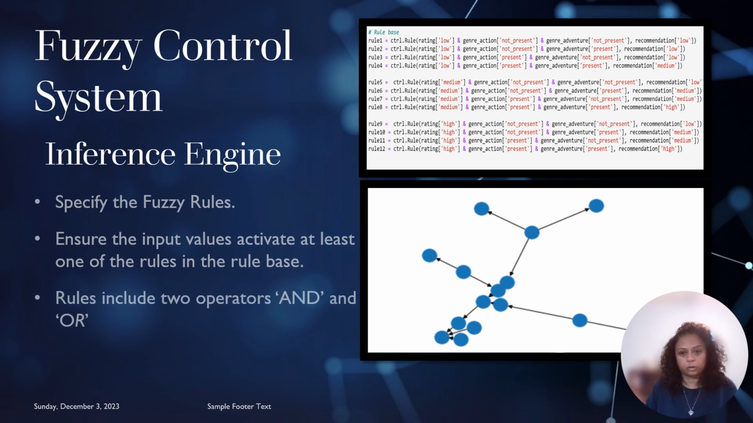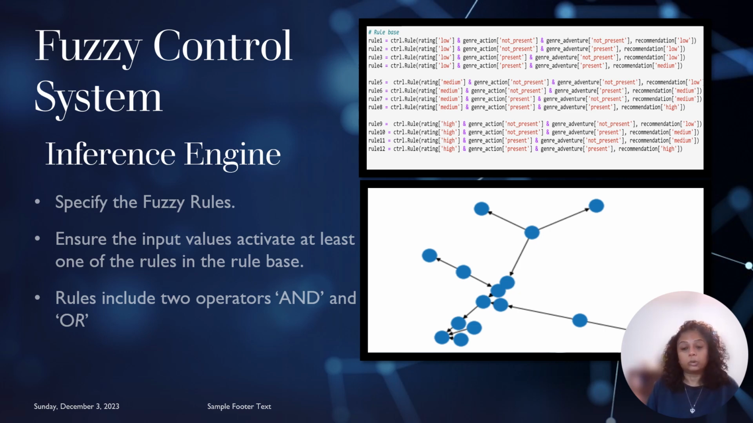I've given a snapshot of the code, and the rule base of the current system includes 12 rules in total. It is important to ensure that the input variable values activate at least one of the rules in the rule base, otherwise you will get an empty set. The rules for the system were derived somewhat arbitrarily. In reality, there are rigorous approaches to do that. And there is also a way of deriving these rules from the data, and fuzzy adaptive systems or fuzzy neural networks can be used for that.